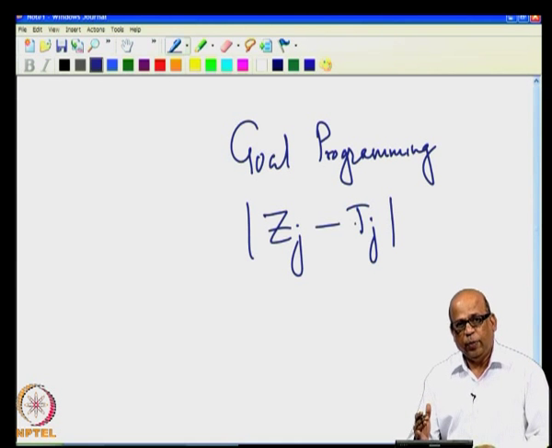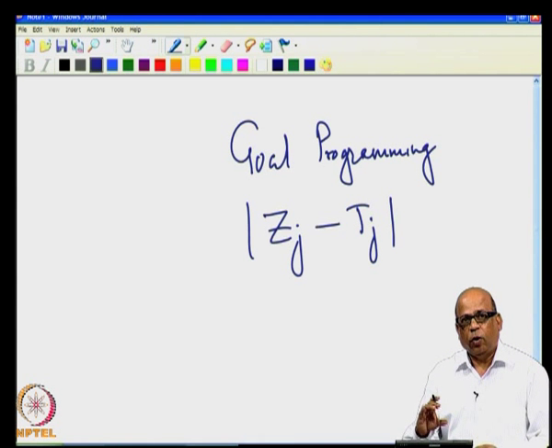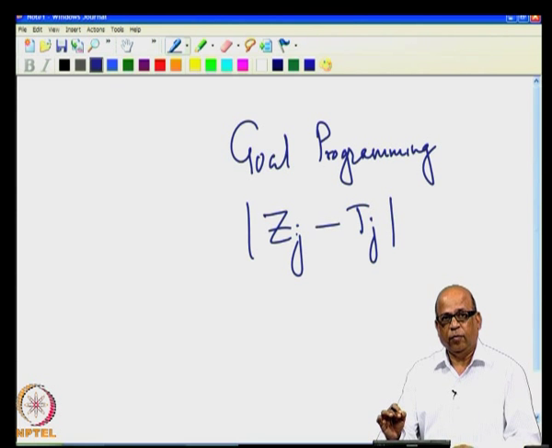For example, you may be talking about the amount of water released for irrigation, gravity irrigation. That may be your Zj. Then you may say that my target for that annual amount of water released for irrigation is Tj, which means you would like to meet this always.